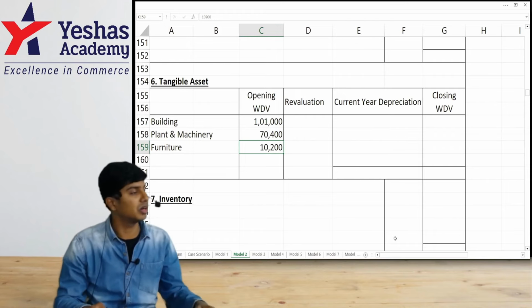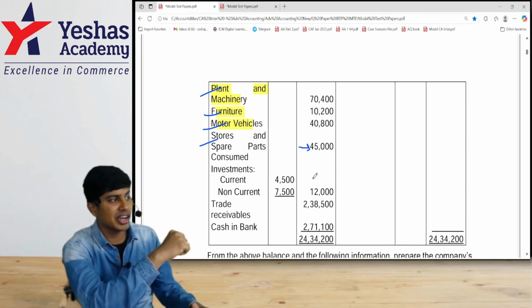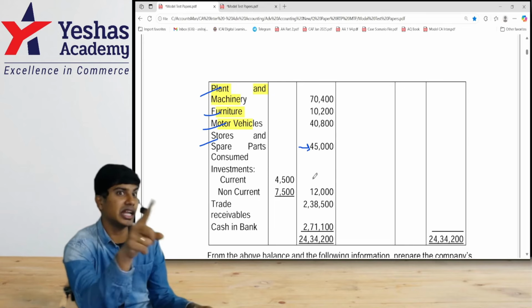Sir, let's write motor vehicle. Yeah, motor vehicle 40,800. Then stores and spare parts consumed. Stores and spare parts consumed will be written like inventory consumed. Cost of material consumed is there, no? There only we will write it. You remember as per accounting standard 2, lubricants and consumables, spare parts are not actually fulfilling the inventory definition, but they will be considered like inventory.